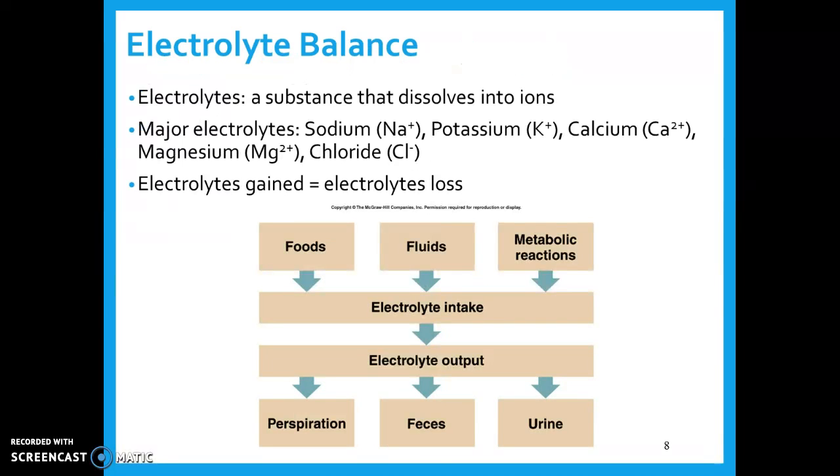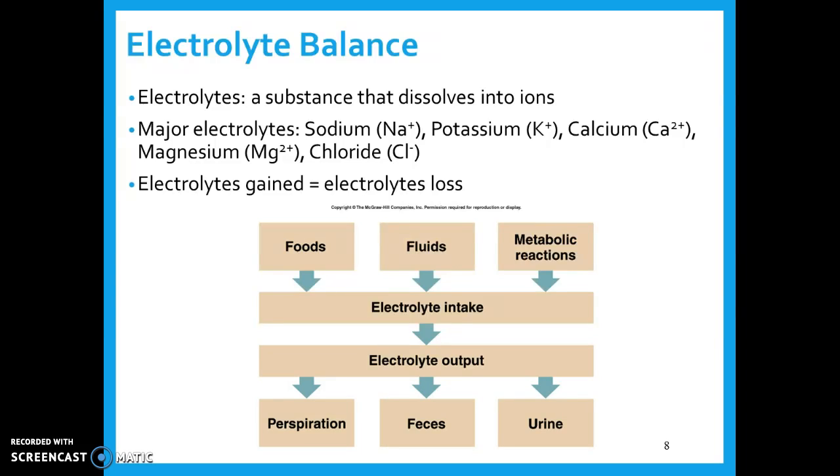All right, next up is electrolyte balance. So electrolytes, it gives us a quick definition. Those are substances that dissolve into ions. So these are things that when we put them in water, they dissolve. And an ion is a charged particle. So these are going to dissolve and they are going to become charged particles. All right. The major electrolytes that we're going to look at in this chapter are sodium, potassium, calcium, magnesium, and chloride. So first off, just know that those are the major electrolytes: sodium, potassium, calcium, magnesium, and chloride.